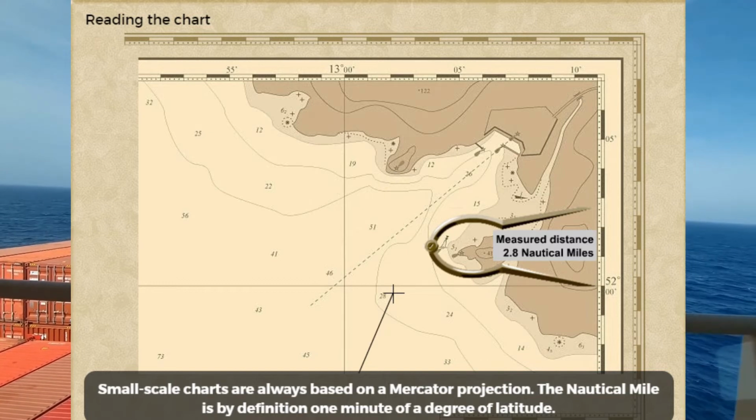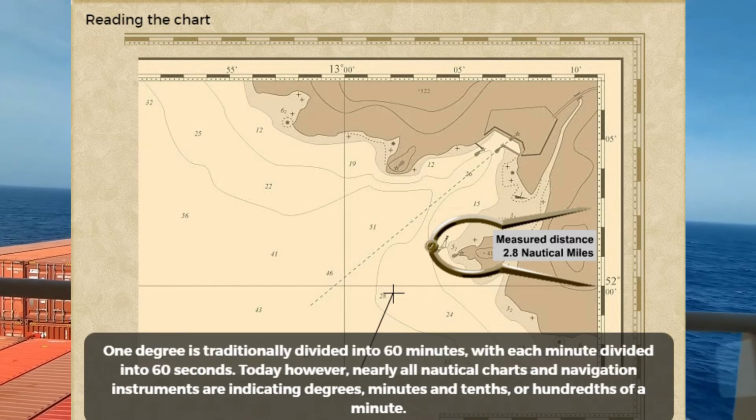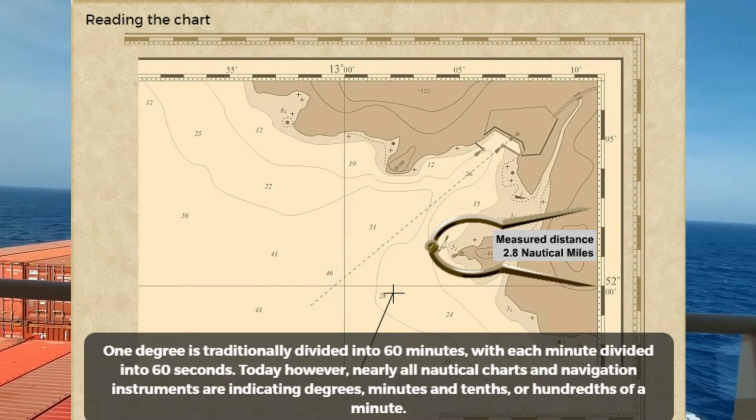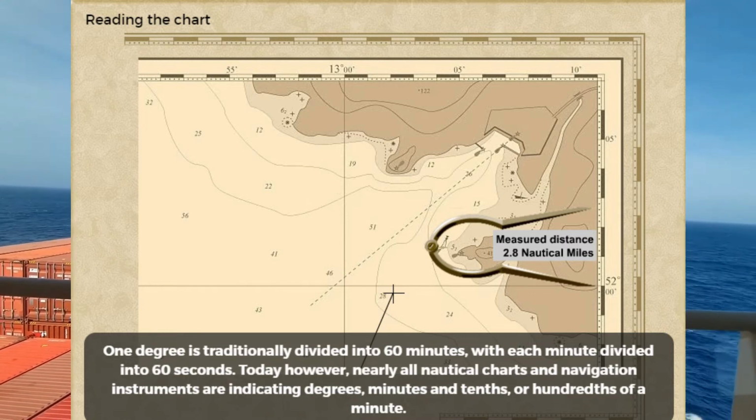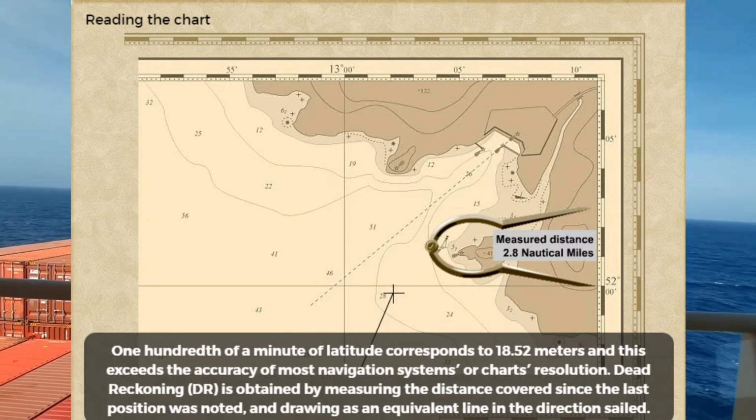The nautical mile is by definition 1 minute of a degree of latitude. 1 degree is traditionally divided into 60 minutes, with each minute divided into 60 seconds. Today, however, nearly all nautical charts and navigation instruments indicate degrees, minutes, and tenths or hundredths of a minute. 1/100th of a minute of latitude corresponds to 18.52 metres, and this exceeds the accuracy of most navigation systems' or charts' resolution.